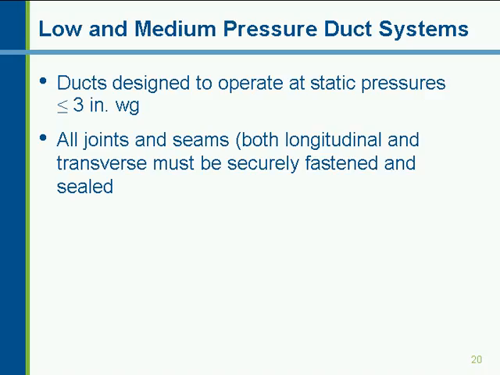There are requirements for duct sealing, low pressure and medium pressure ductwork, and that's ducts designed to operate at static pressures less than or equal to 3 inches. Those are classified as low and medium pressure duct systems. For those systems, all joints and seams must be sealed and fastened, and that includes both longitudinal and transverse seams.